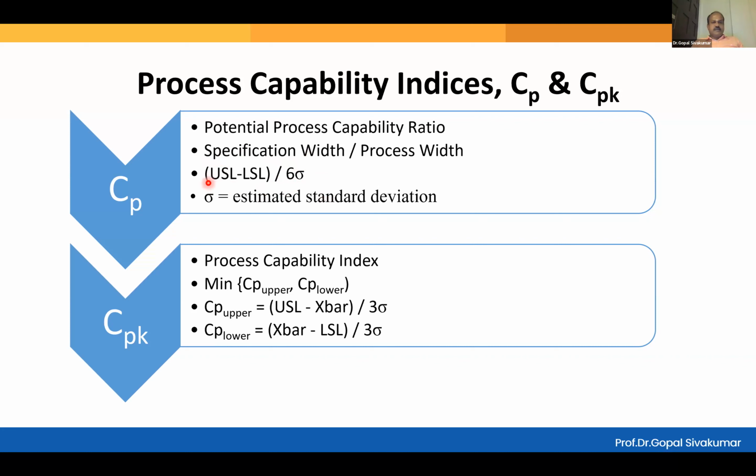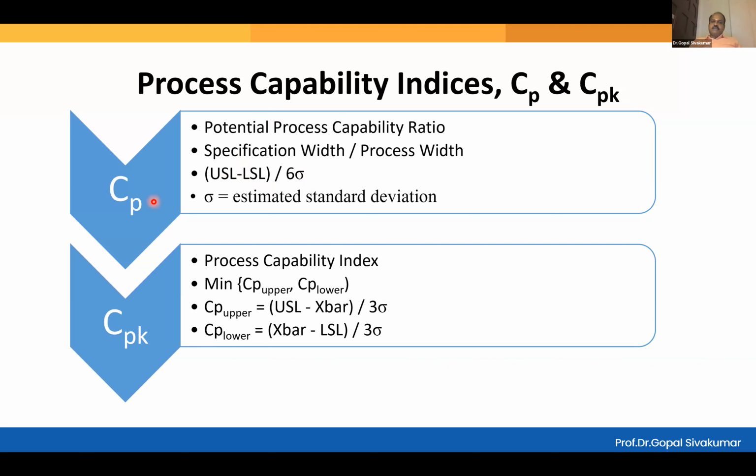So the size of the road and size of the car, if they are equal, your process is considered just capable. But if the road size is bigger than the car, then your car can go very smoothly, isn't it? Yes. In that scenario, Cp will be more than 1. Cp equal to 1 means car and road are equal size.